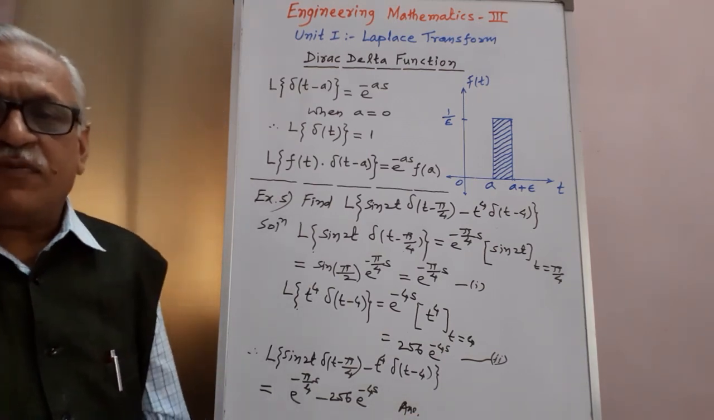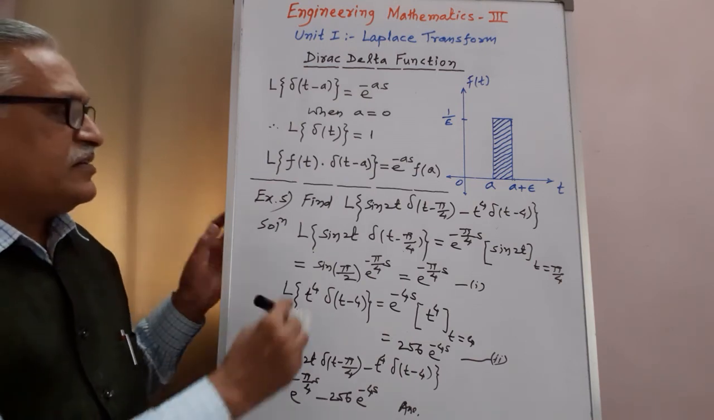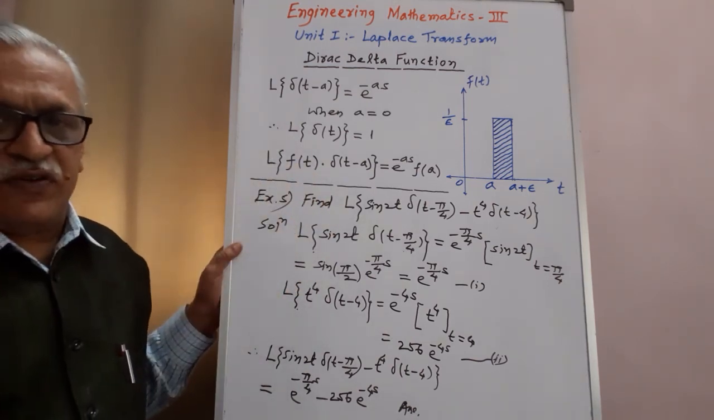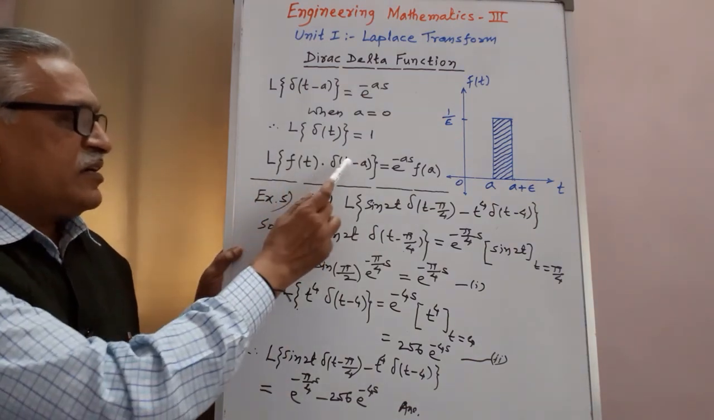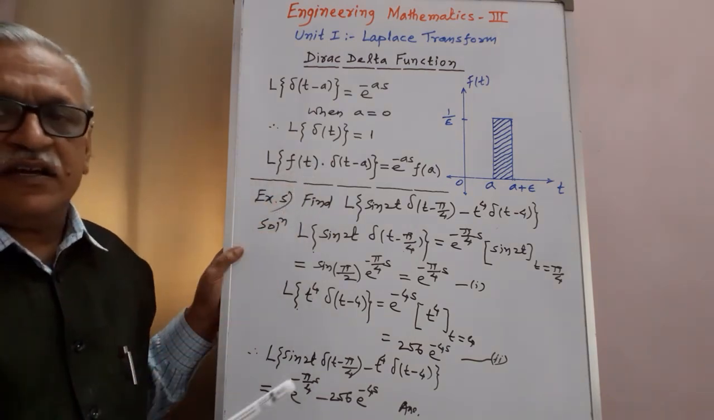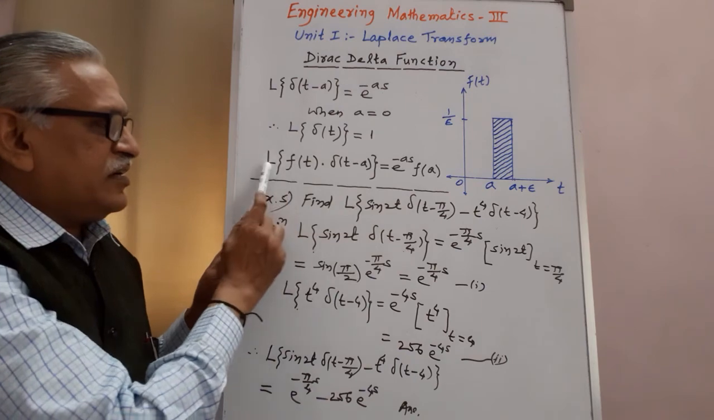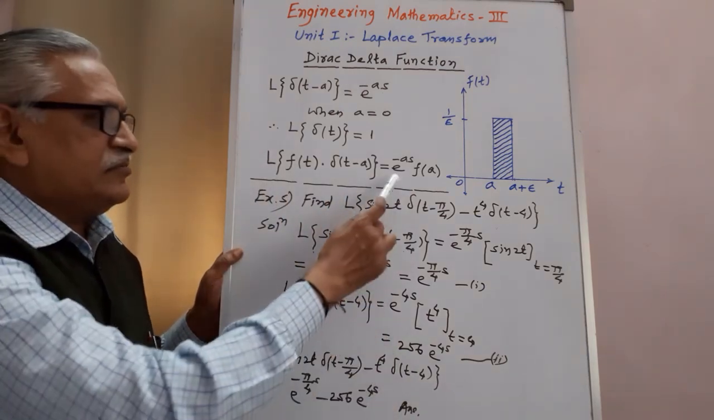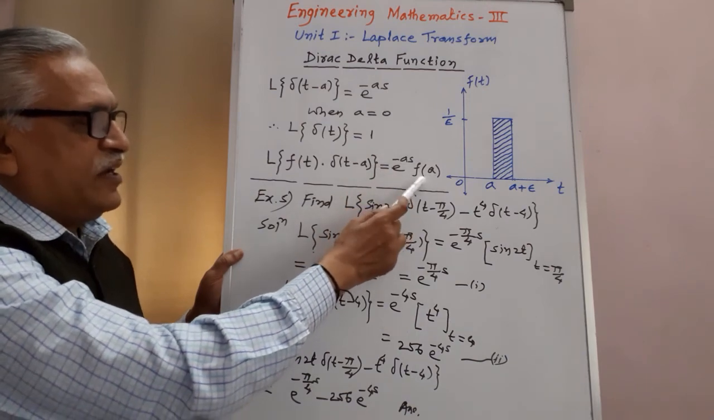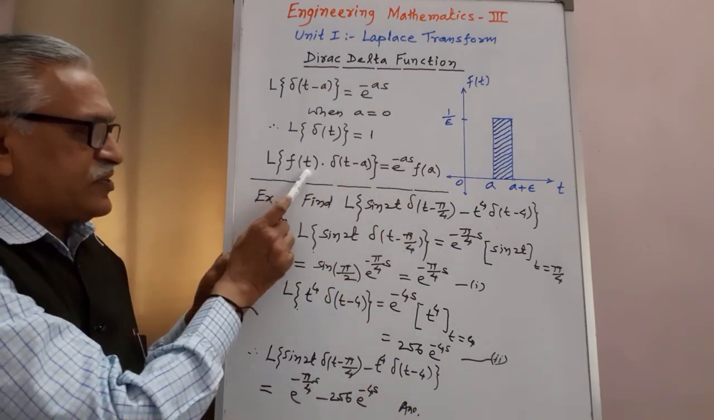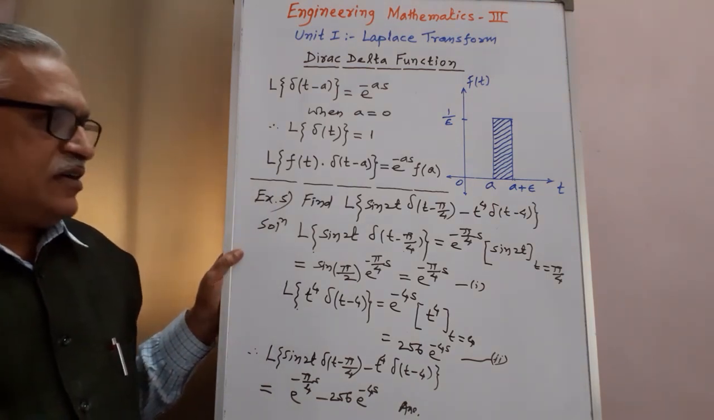Therefore, with the help of all these 5 simple examples, I explained how we can find the Laplace transform of the Dirac-Delta function, or how we can find the Laplace transform of the Dirac-Delta function multiplied by any function f of t. And for that we are using this result. Its Laplace is equal to e raised to minus as into f of a. F of a means the value of the function f of t at t equals a.